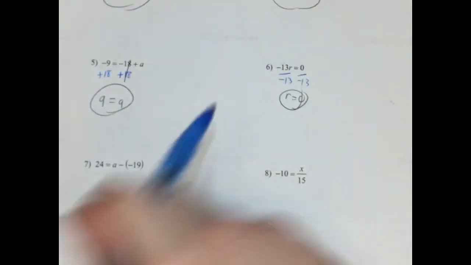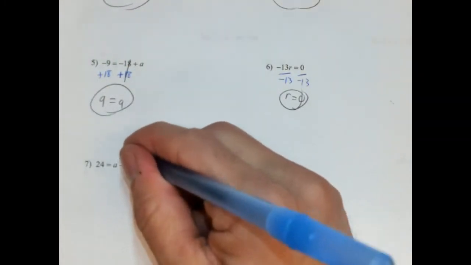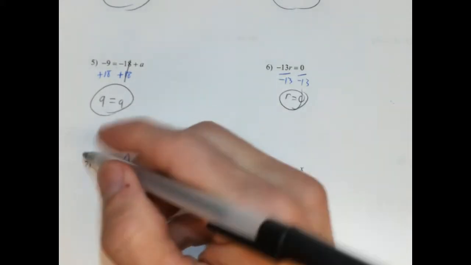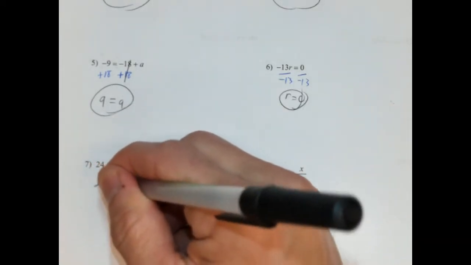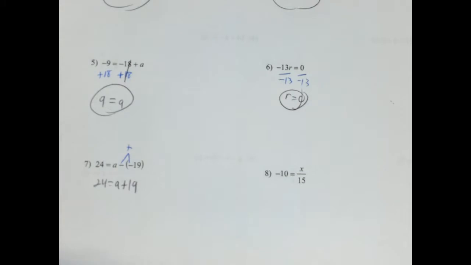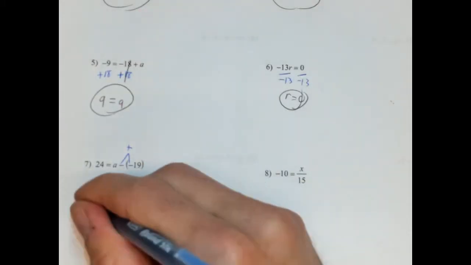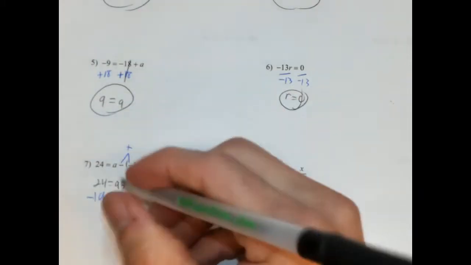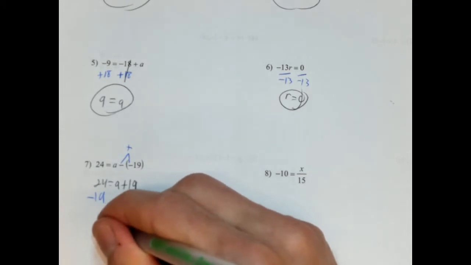All right. Here we have a double negative, a minus negative 19. We're going to change that to plus. We're going to rewrite that. So 24 equals a plus 19. And now we're going to subtract 19 from both sides. And 24 take away 19 is 5. So a is equal to 5.